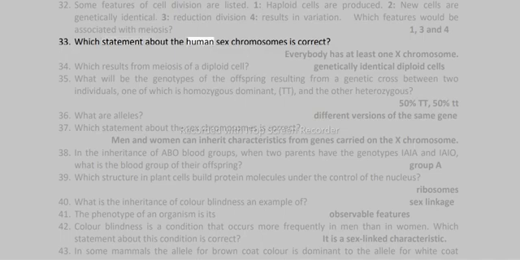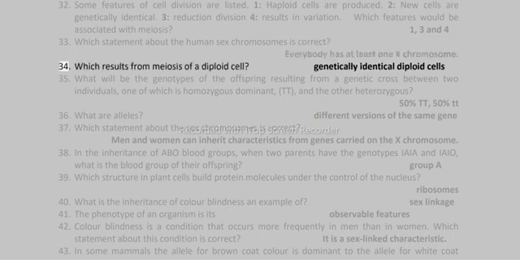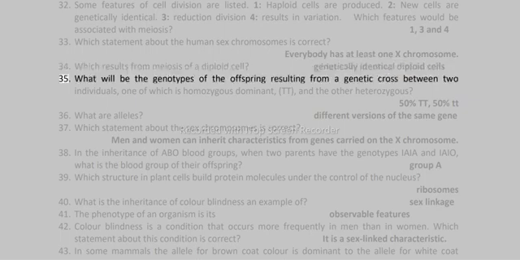33. Which statement about the human sex chromosomes is correct? Everybody has at least one X chromosome. 34. Which results from meiosis of a diploid cell? Genetically identical diploid cells.